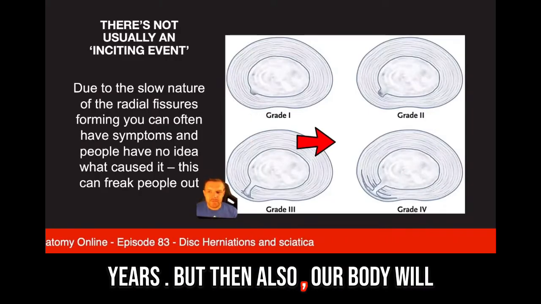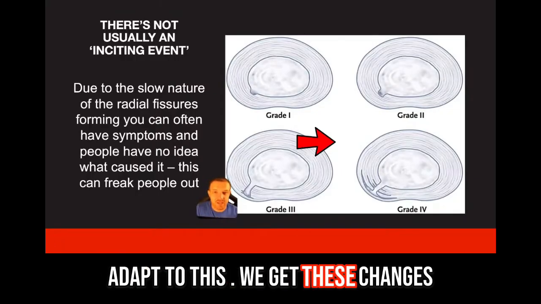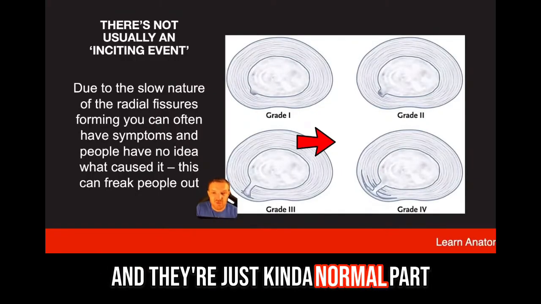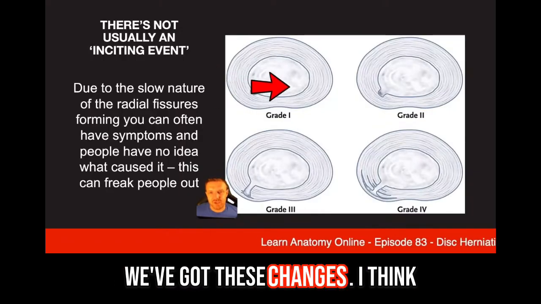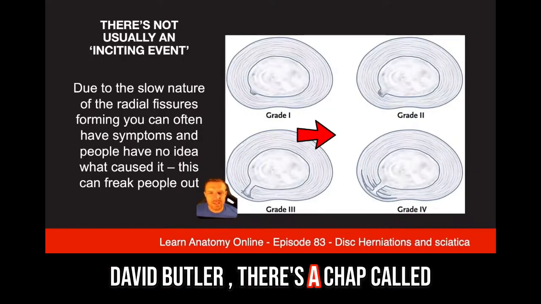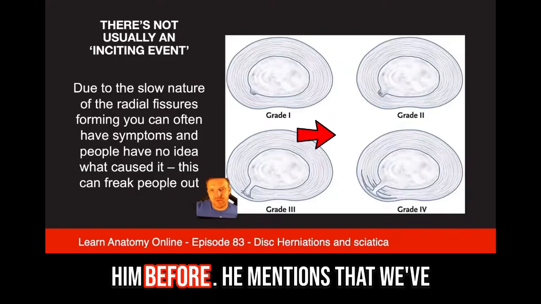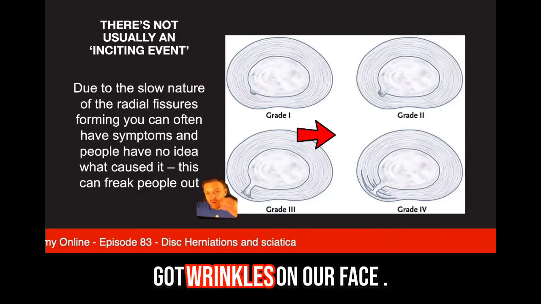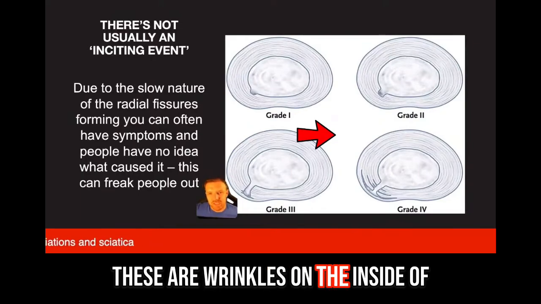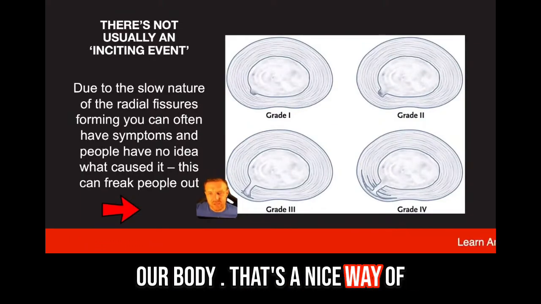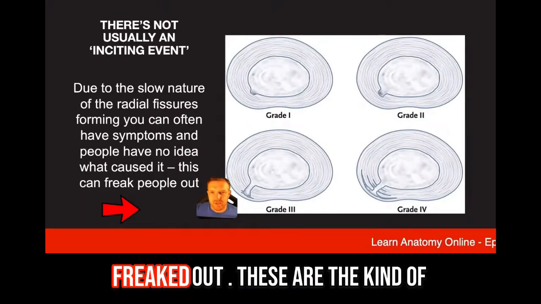But then also, our body will adapt to this. We get these changes and they're just kind of a normal part of the aging process, really. We shouldn't be too freaked out that we've got these changes. There's a chap called David Butler, if you've not heard of him before, he mentions that we've got wrinkles on our face, unfortunately, as we get older. These are wrinkles on the inside of our body. That's a nice way of explaining it to people who are a bit freaked out.